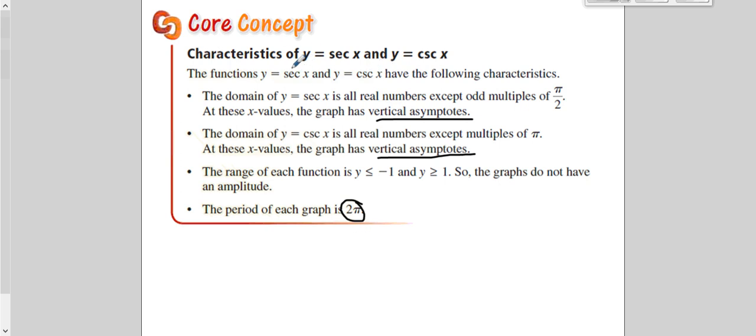Remember secant and cosecant? Secant is the reciprocal of cosine. Cosecant is the reciprocal of sine. The one with the s in the middle is the reciprocal of sine. So they have the same length of a period as sine and cosine do.